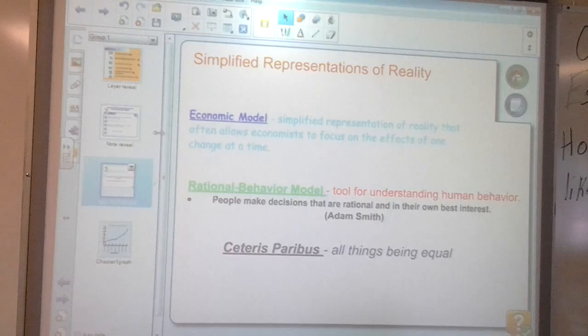And whenever you do any kind of tool to analyze anything in the economy, they have a saying, all things being equal. Okay? So you have to assume that, all things being equal, if you change this one thing, this is what might happen. Okay? Because you have to be able to theoretically control it to a certain extent.